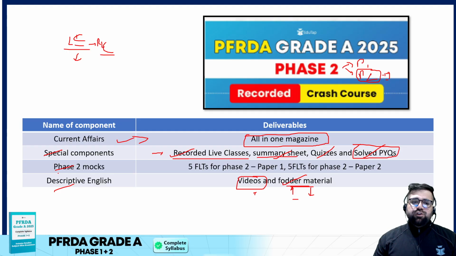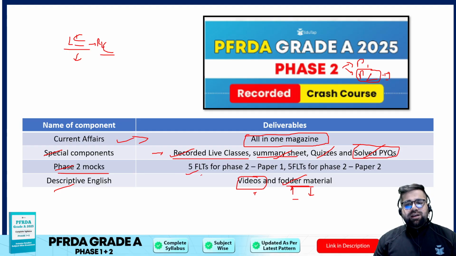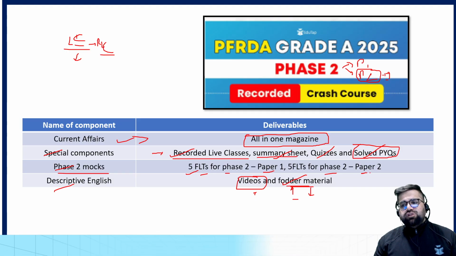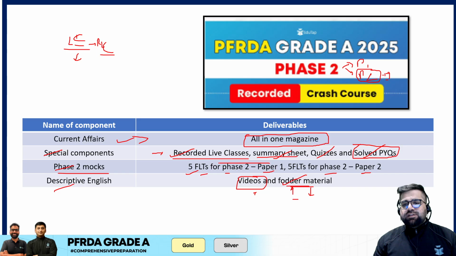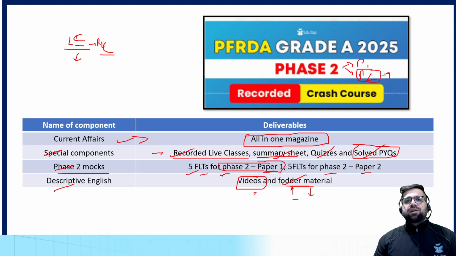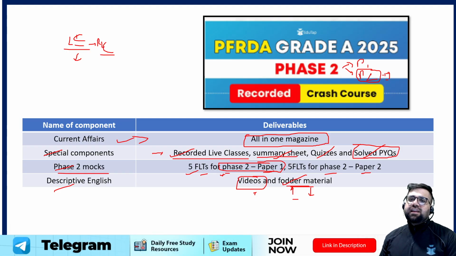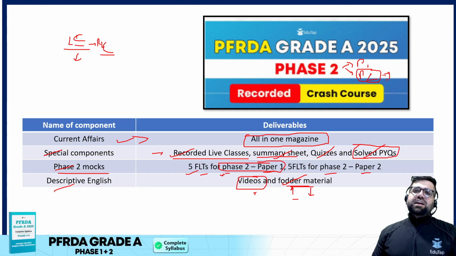But this is not the end of this. We are also providing you Phase 2 mocks, 5 full length tests for Phase 2 Paper 1 and 5 full length tests for Phase 2 Paper 2 as well. All these descriptive tests of Phase 2 Paper 1 will be evaluated by our team. You will get your detailed feedback within 72 hours as well. So this is what this recorded crash course is all about.